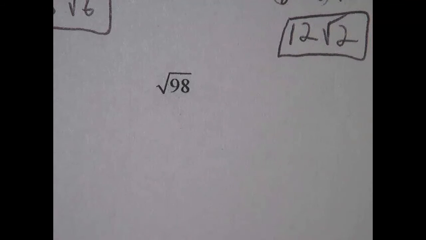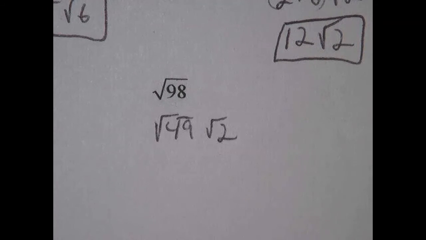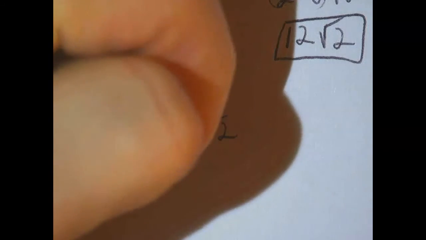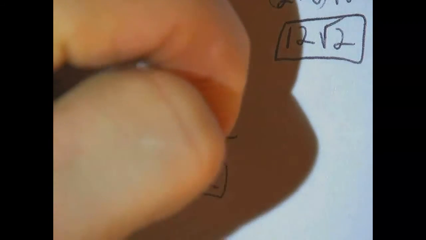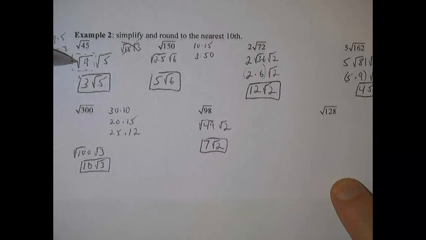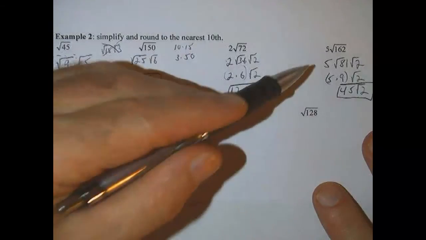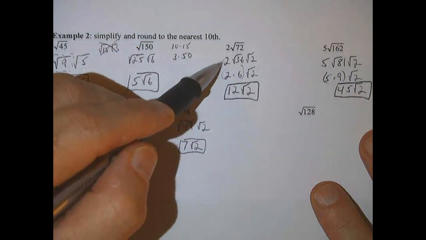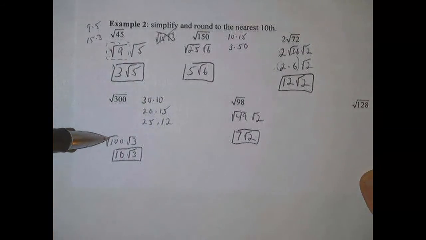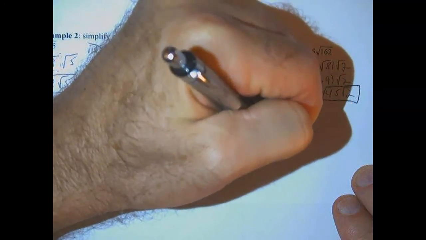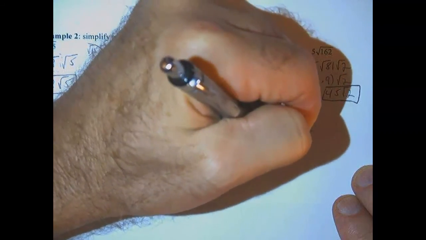98, think about it for a second. So 98 is twice as big as 49, so it's 49 times 2, and so this is, in the end, 7 rad 2. Notice every single problem I'm writing down a middle step. Here, here, here, here. You don't necessarily have to show me that step. One middle step is good enough. Here, middle step, middle step. This one is 64 times 2. Square root of 64, square root of 2. Final answer, 8 rad 2.